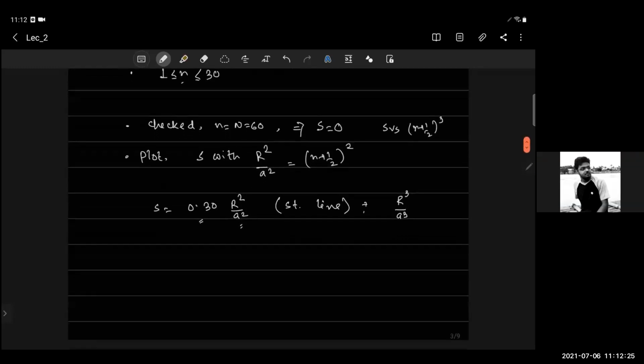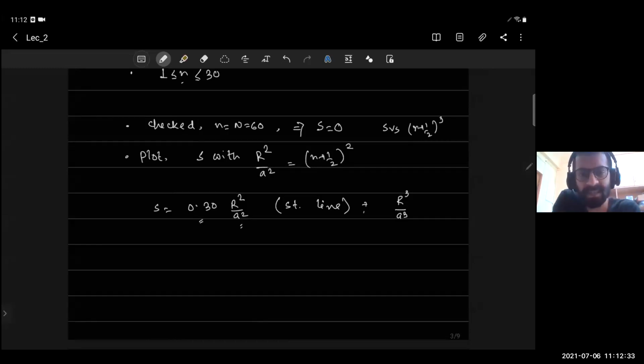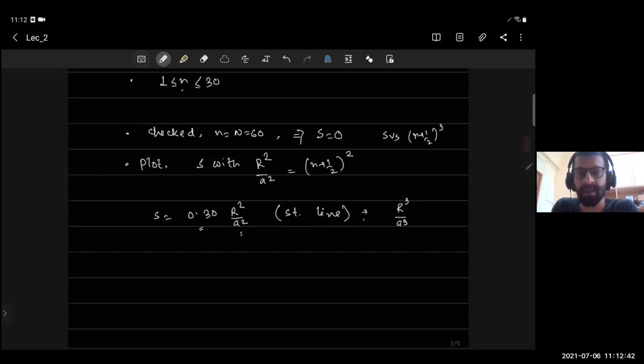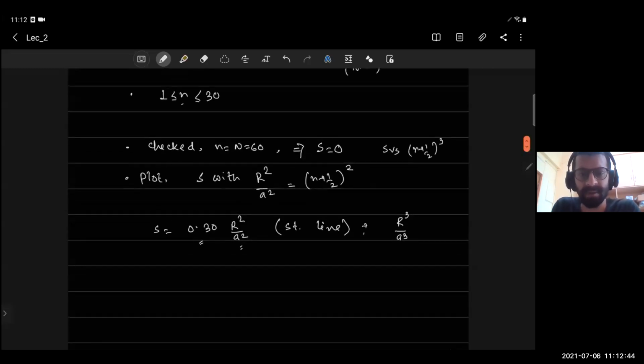So this shows the area law. I can see another question. Yes. I didn't catch that last bit about the S versus n plus 1/2 cube, and the coefficient being smaller than 0.3. I don't understand that. Can you say that again, please?